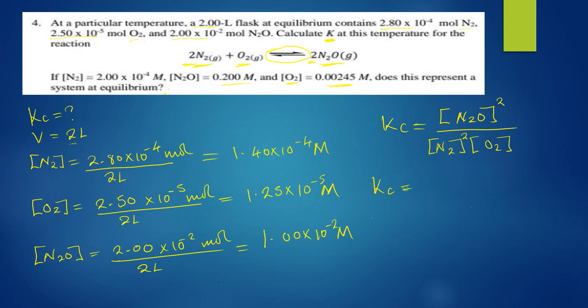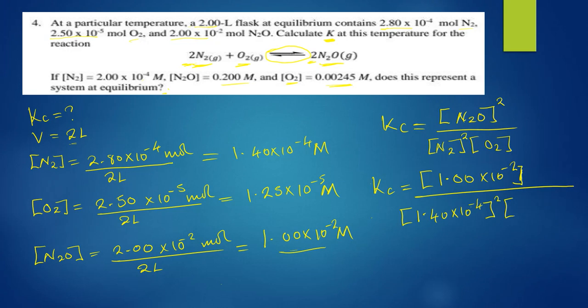So our Kc is equal to, we are having the concentration for nitrogen oxide, which is this one down here. So we can put it here, replace it, that is 1.00 times 10 to the power negative 2, like that. And then over the concentration of nitrogen, which is 1.40 times 10 to the power negative 4, and it must be raised to power 2, like that. And then what's the concentration of oxygen, which is 1.25 times 10 to the power negative 5, like that.